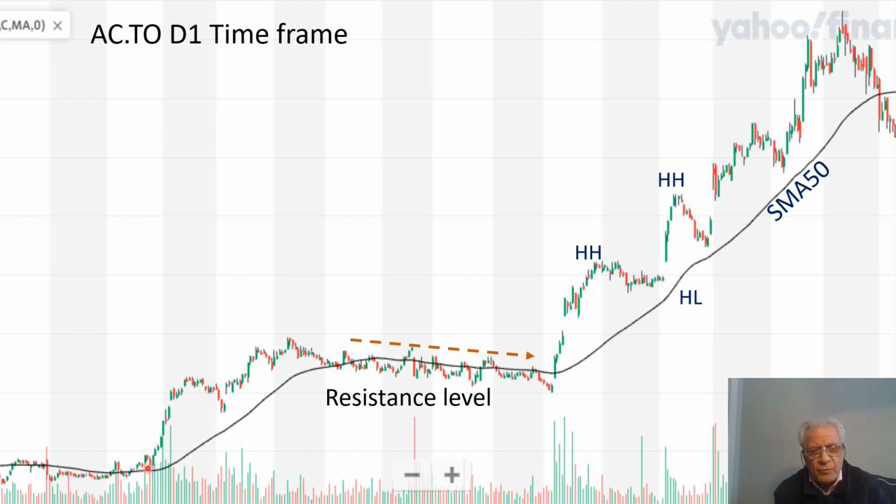In this graph, which I took from Air Canada, I installed SMA 50, simple moving average with 50 days period. Now, the price is going up and first hitting the resistance area. These are resistance areas. And then it undergoes a period of range and consolidation or distribution.